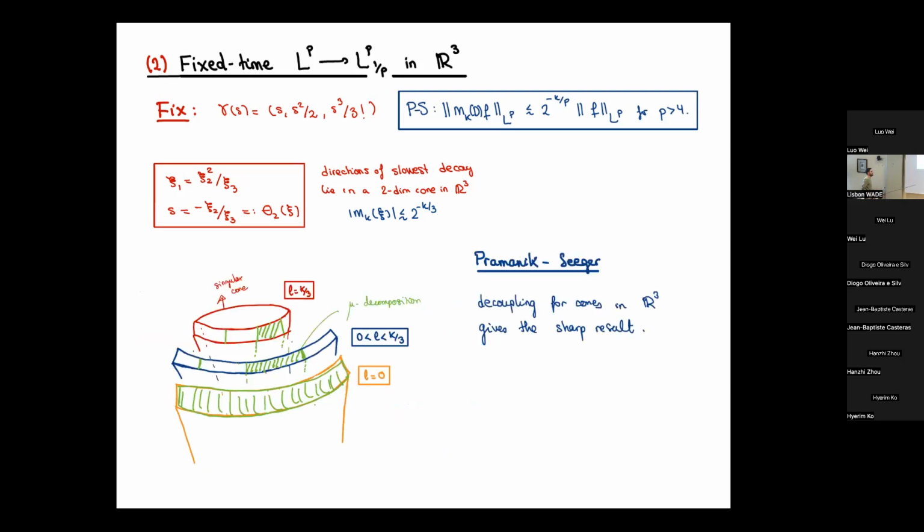This gives the very same picture as before. Breaking into L infinity is breaking again these cones into these kind of plates, and the question is how to access them. You access them using, again, these decoupling inequalities, that I presented, the square function, also the decoupling. In this case, the decoupling is enough to give the sharp result, and that was observed by Pramanik and Seeger.